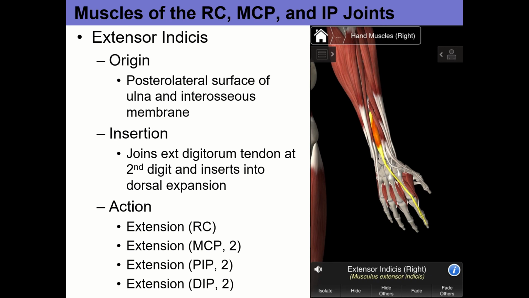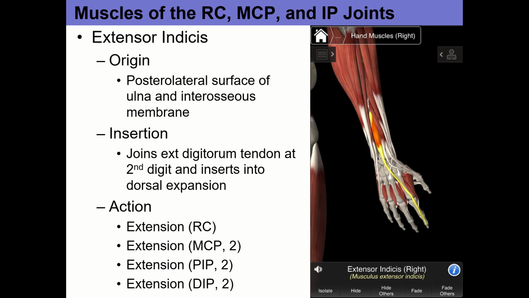In terms of the insertion of extensor indicis, like extensor digitorum and extensor digiti minimi, it inserts into the dorsal expansion, but only affects the second finger, or your index finger in this case. It crosses the radiocarpal joint, MCP joint, PIP, and DIP, but all of the second digit, and so it's going to be an extensor at all of those. Just as an FYI, you've probably figured out my system: where it says MCP2, I'm talking about the second finger. Anytime there's a number after it, that's the particular digit I'm talking about. That's what that means.